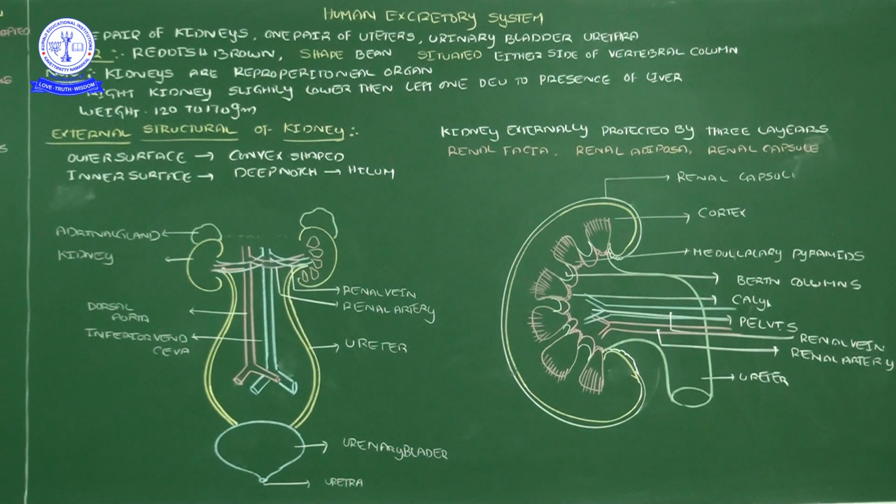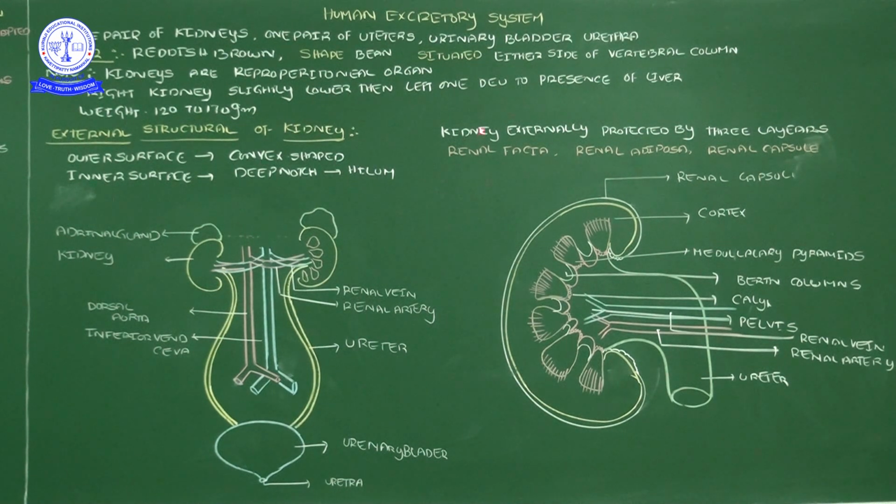If you take a bean seed, on one side, the seed germination place, a deep notch is there, and the remaining surface area is convex in shape. Likewise, the outer surface of the kidney is convex, and the inner surface contains a deep notch. That deep notch is called the hilum. These are scientific words you should remember. These are the parts we see.